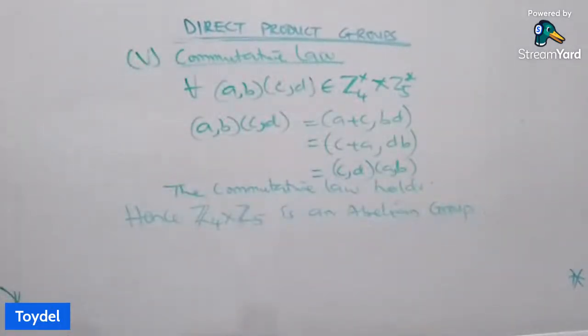So since we are able to show all the 5 properties, it shows that Z4 cross Z5 asterisk is an abelian group. And that's what we are asked to show.